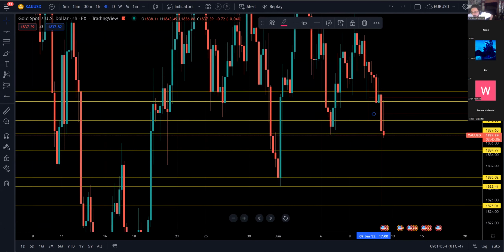Would your target be 1830? Or 30, would it be? Yeah, okay. 37 was a good target for that trade. Yeah, 37 was a trigger for that trade. That's the hourly candle, that's the hourly candle low.